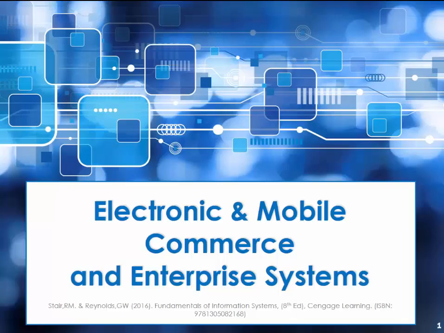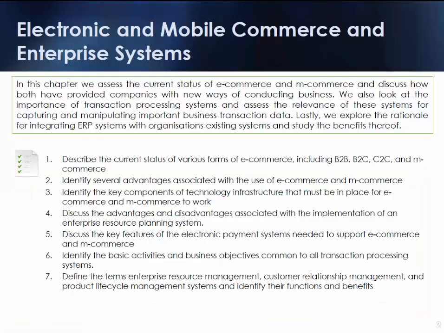Welcome back. In topic 5, we're going to look at electronic and mobile commerce as well as various other enterprise systems that we typically find in organizations. The following aspects will be covered. First of all, we're going to start off by talking about various forms of e-commerce, which include business to business, business to consumer, consumer to consumer, as well as m-commerce, and we also find e-government commerce type systems.